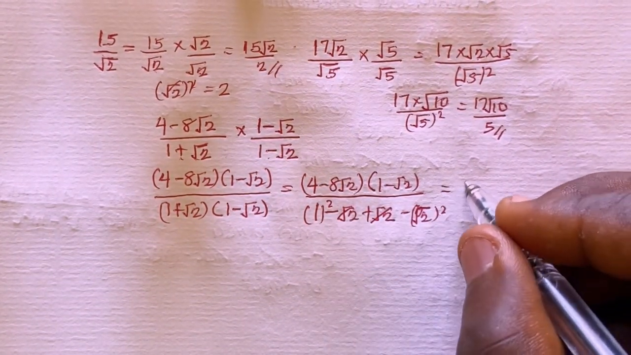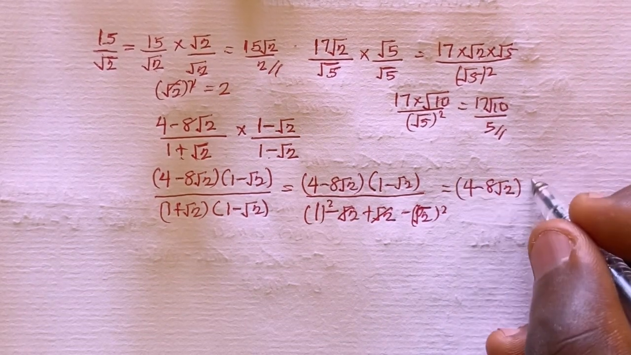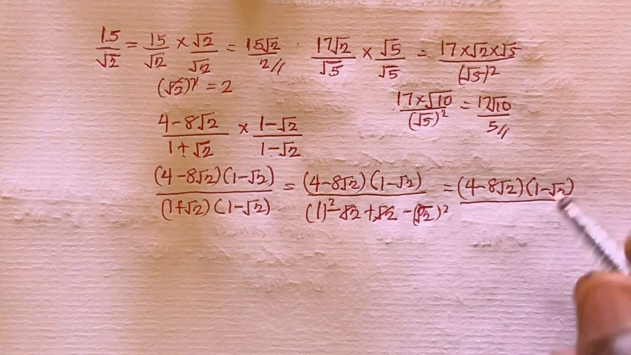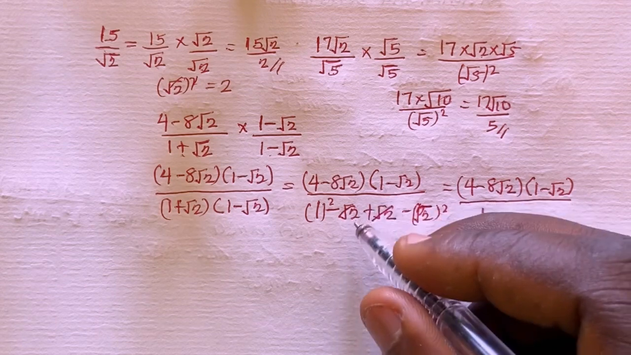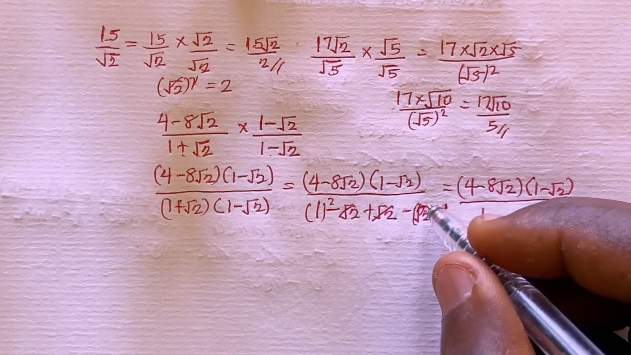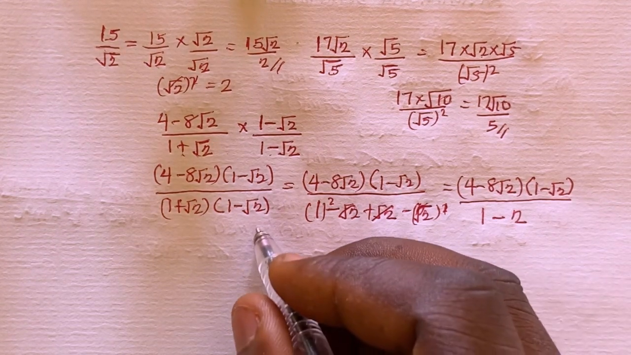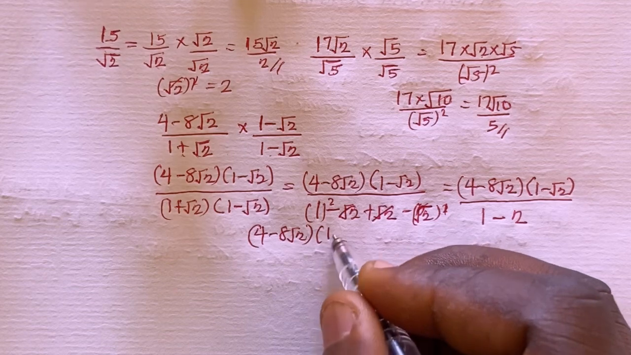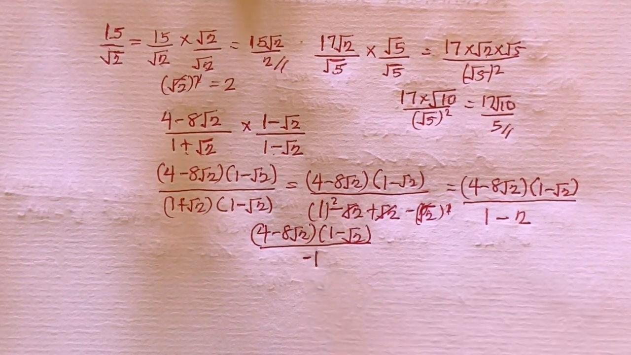Then you're going to have 4 minus 8 root 2, then into brackets 1 minus root 2, exactly. Then divided by 1 squared, that's 1, minus, and this and this cancel each other. Then you're going to have 2. So in this case, you're going to be left with 4 minus 8 root 2 into the bracket 1 minus root 2, then divided by minus 1. Exactly.